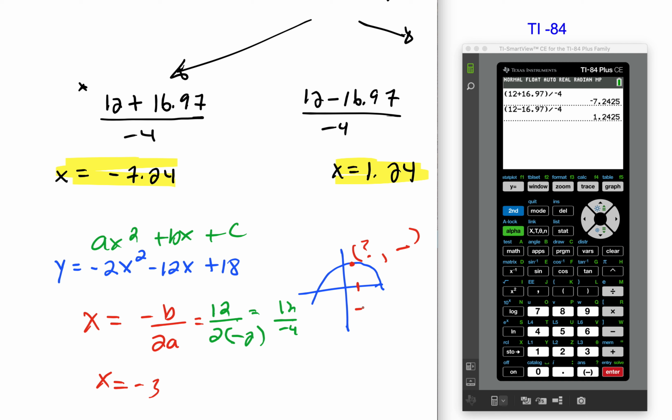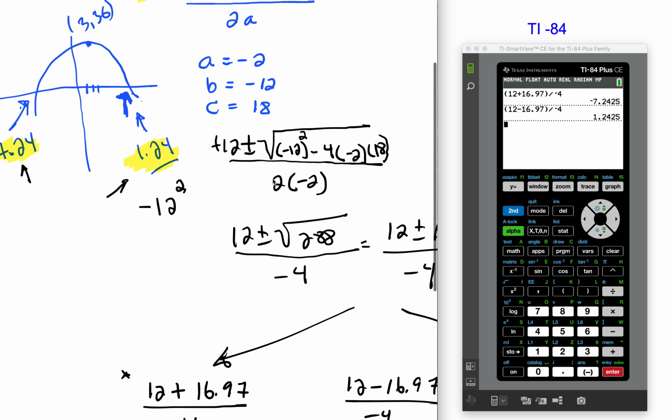That's the x value of the vertex, which means that should not be there. I'm going to draw it in a better way. Okay, draw it like that. All right, so that's negative 3. Cool. So negative 3 is the x value of the vertex, and we got that with our maximum in the calculator earlier.